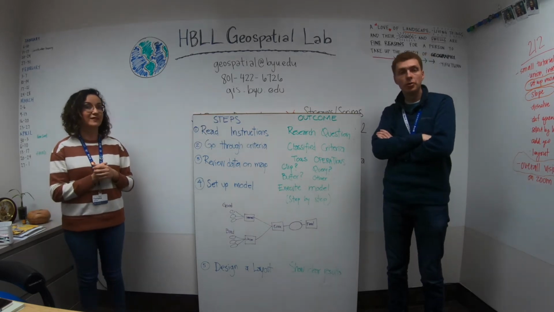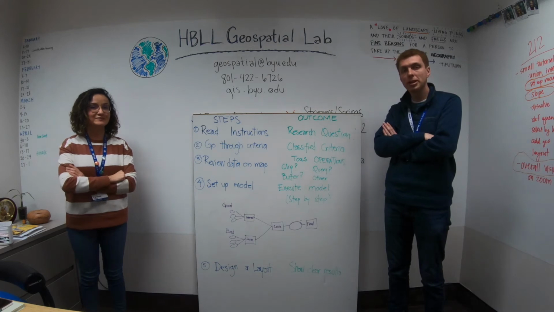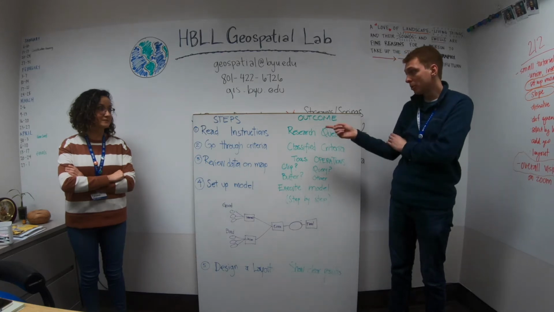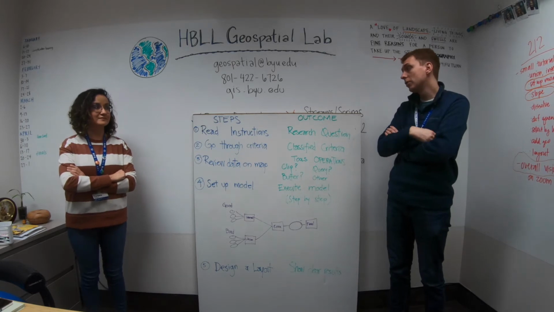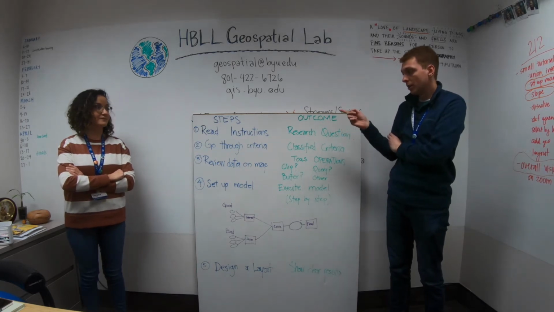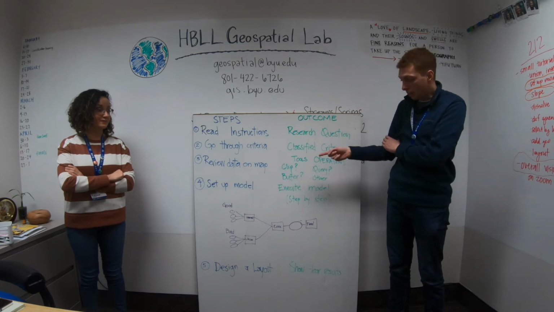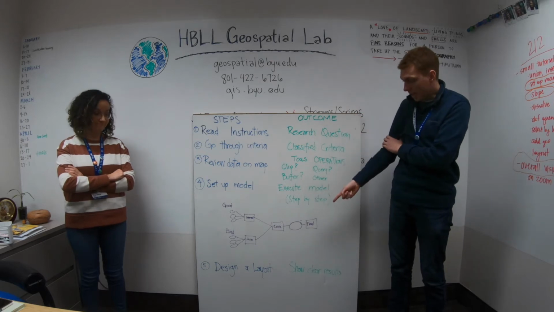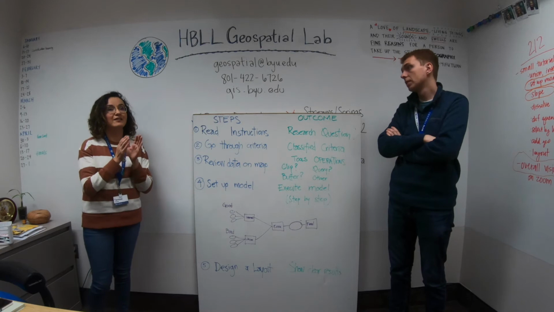Okay, so the project seems overwhelming at first, but we're just going to break it down into the steps you need to do in order to complete the project. So I'm just going to list them right off. They're here on the board in blue. So first you want to read the instructions so that then you can go through your criteria, review the data that you receive on your map, set up a model, we'll explain more about that later, and lastly, design a layout. Yeah, and we'll create more videos on this.